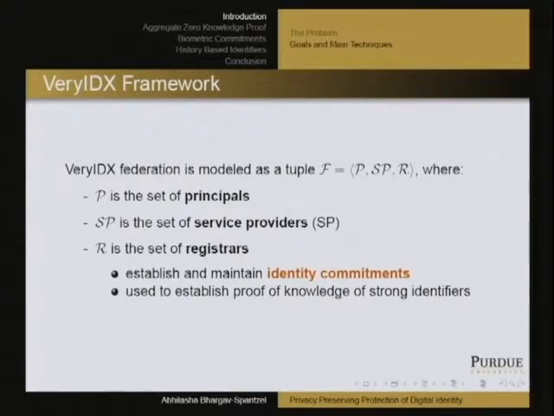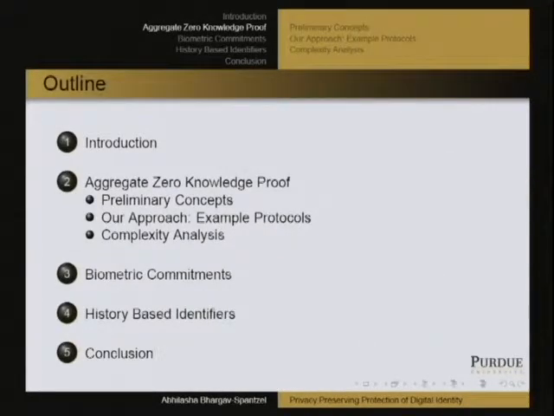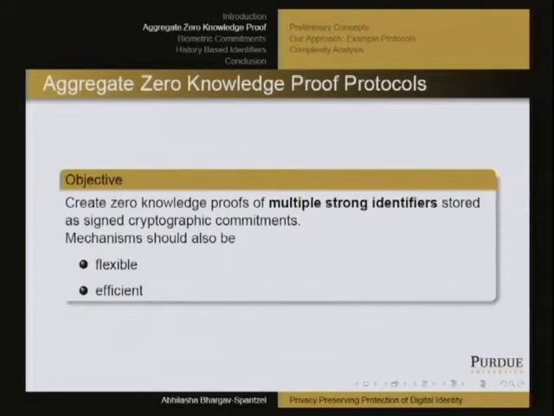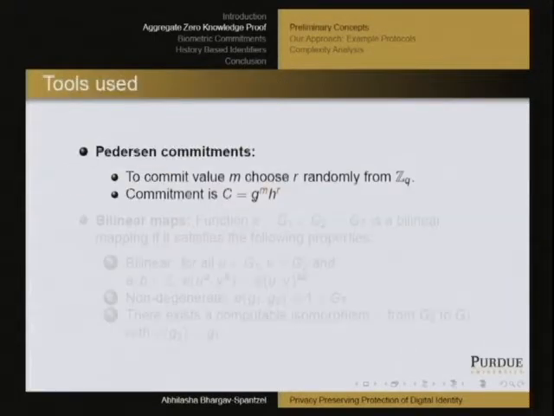And now we just jump into the aggregate zero-knowledge proofs. The idea of these zero-knowledge proofs is to have a way to prove that you have multiple strong identifiers without revealing them in clear. Okay, so zero-knowledge proofs have been there for a long time, but the key aim over here is to provide mechanisms which are efficient and flexible for the purposes of multi-factor verification. So the tools that we use: Pedersen commitments. I'm not going into details. This would take forever to go into each one of them. But if you have any questions, let me know. Okay? So we use Pedersen commitments.